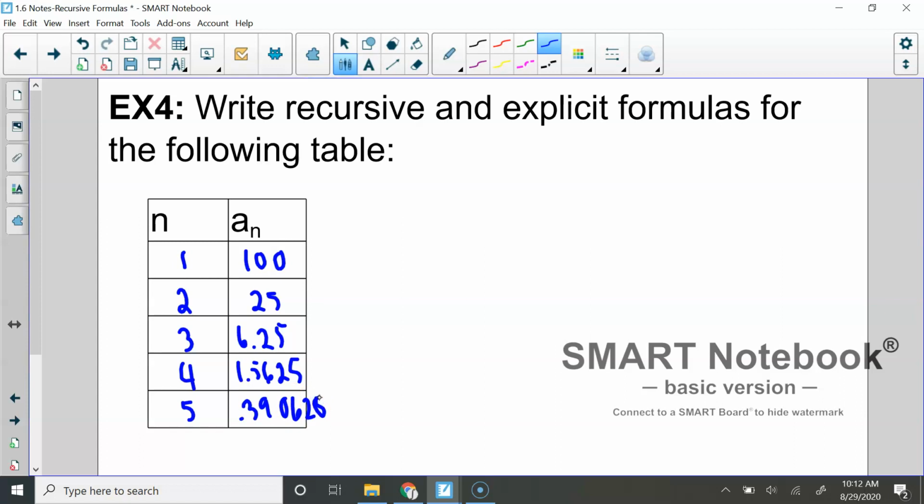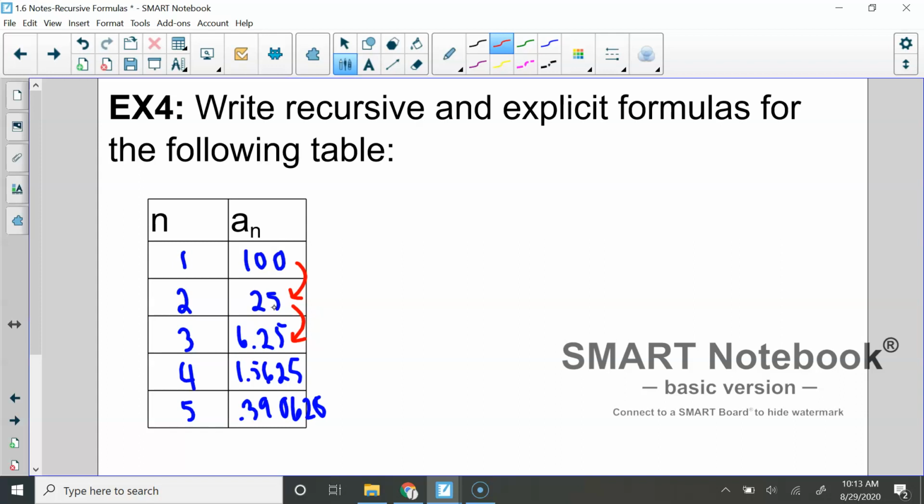All right, so this time we want to write recursive and explicit formulas. So I'm going to go from here to here. I'm thinking, what could I do to get from 100 to 25? I could subtract 75, but it's not going to work for the next problem. So instead, to go from 100 to 25, I could divide by 4.